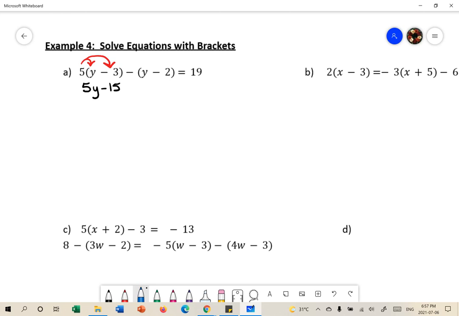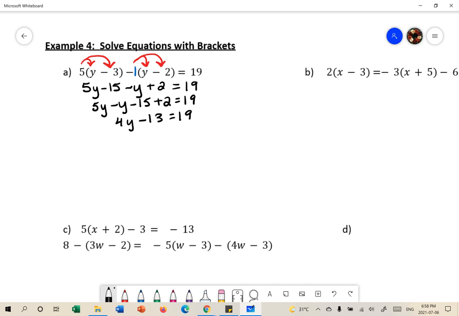Remember that there's a -1 in front of this bracket. So -1 times y and -1 times -2. -y plus 2. Next, I'm going to collect like terms. And then I'm going to simplify like terms.